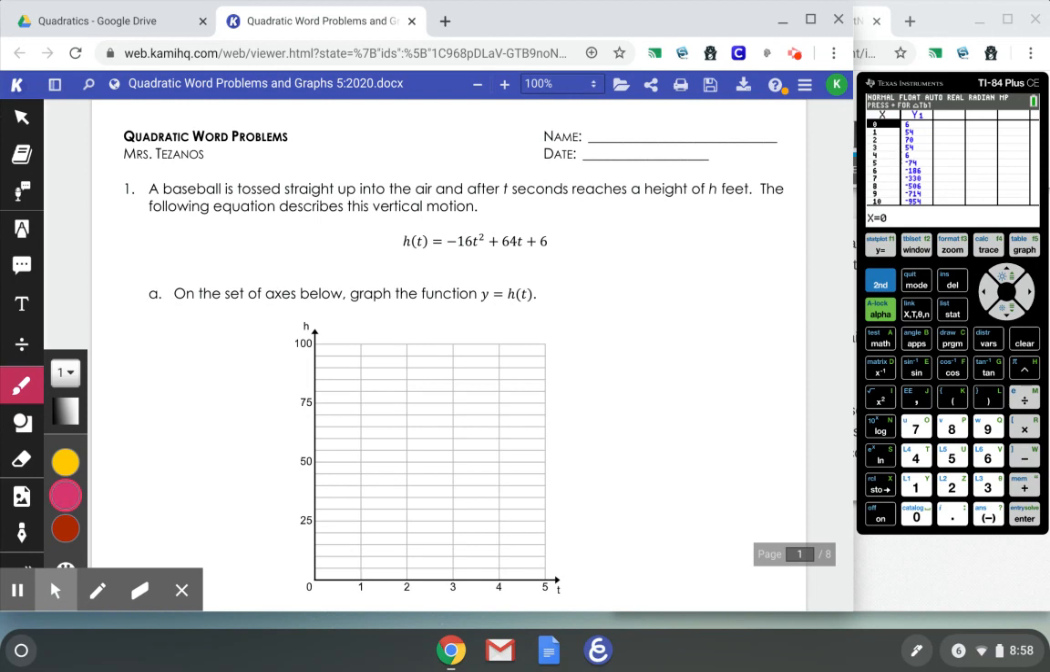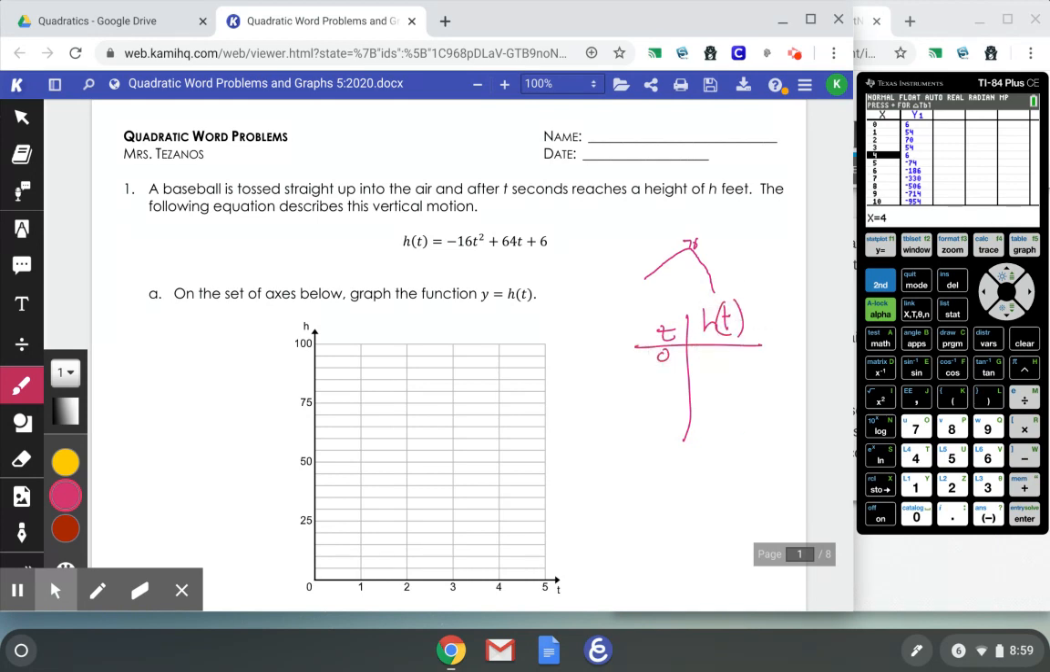All right, if I start at 0, I am going to look at my outputs, my y. It goes 6, 54, 70, 54, 6. So it looks like this ball is being tossed up. It gets up to 70 and it comes back down. Okay, so my maximum height is 70 feet. All right, so I'm just going to jot down a couple of these points for when I go to graph.